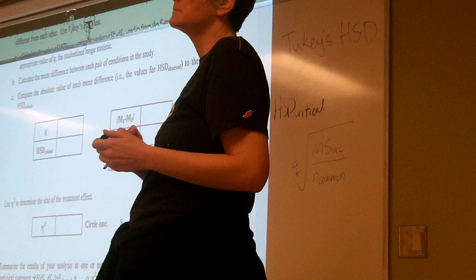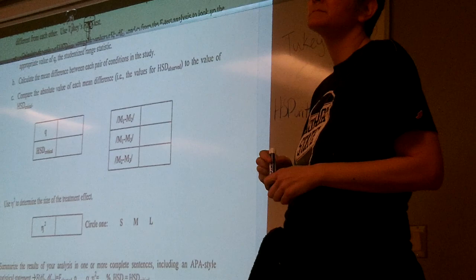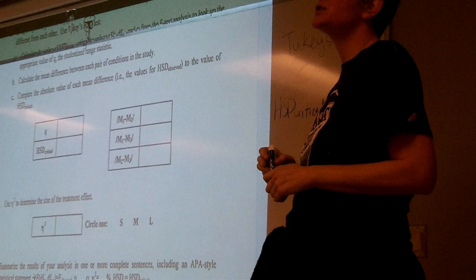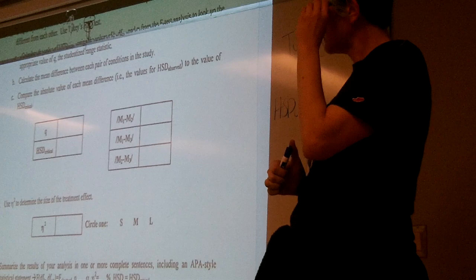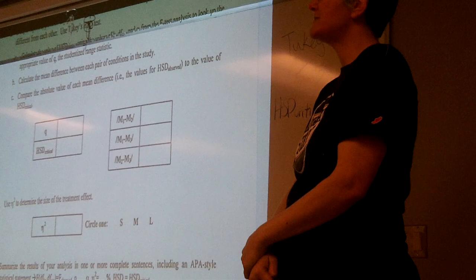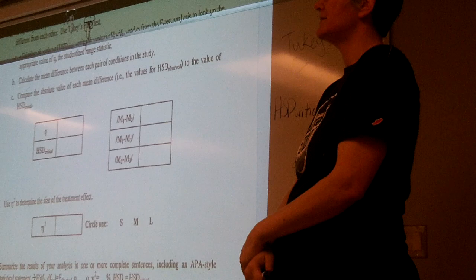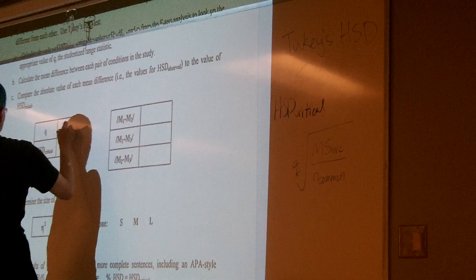So, knowing that information, what do you find? What is Q? We have a vote for 3.77. And some other people are nodding their heads saying, yes, we think it's also 3.77. All right. You are correct. 3.77. All right, so Q is 3.77.